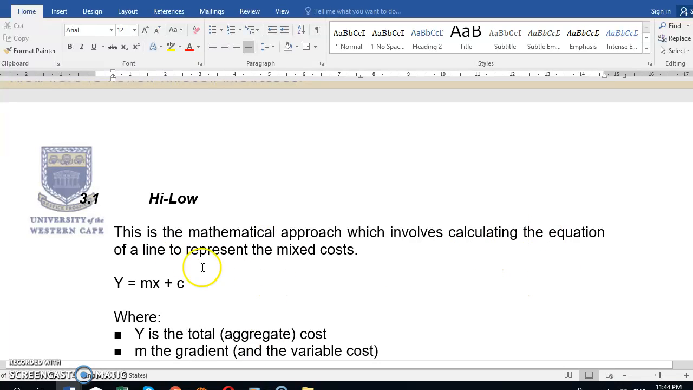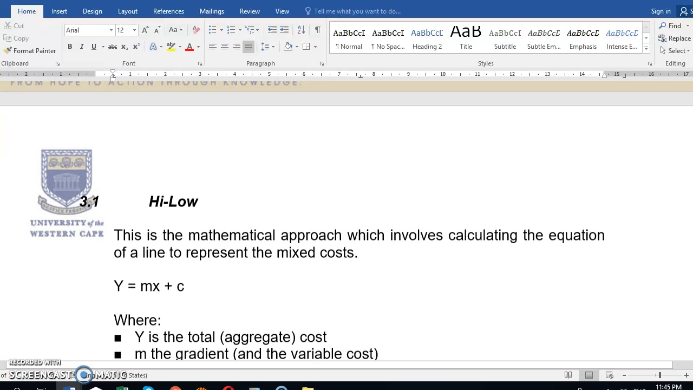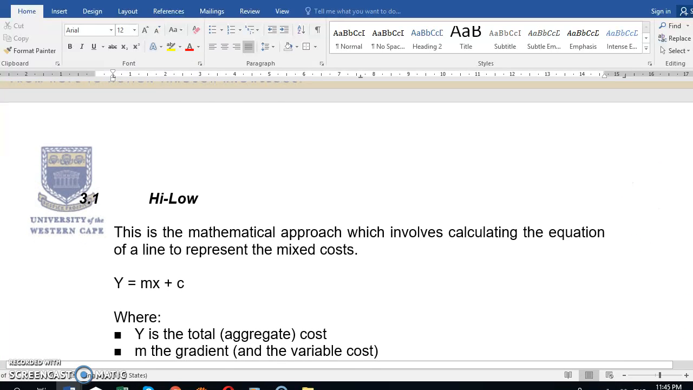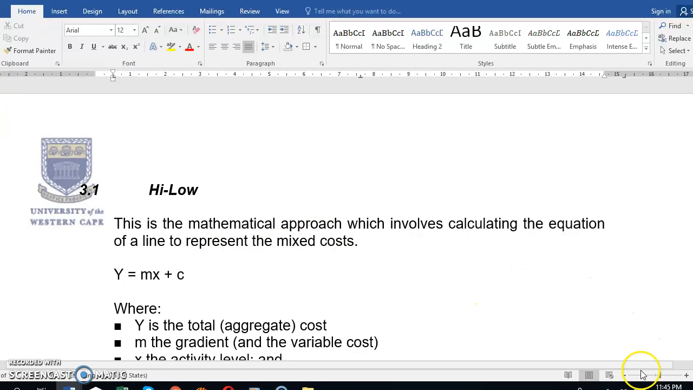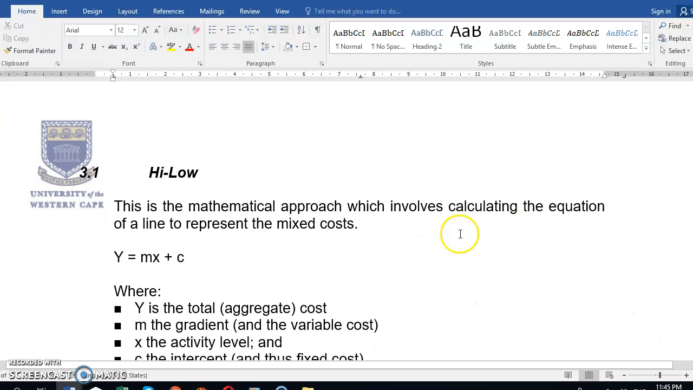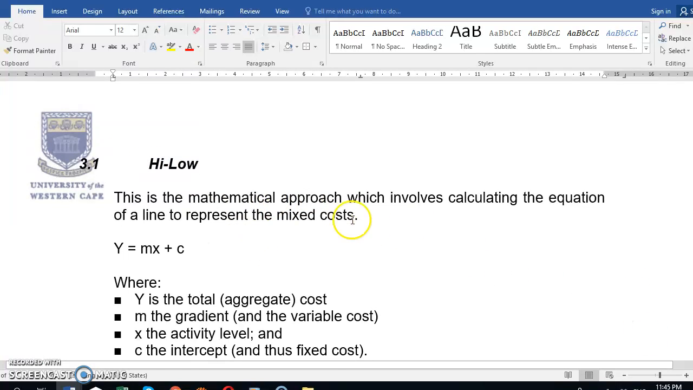As discussed in this video, we're going to be talking about how to calculate the split between the variable component and the fixed component of a mixed cost. Without boring you too much with the notes, basically the method we use to calculate this is the high-low method. It's based on the mathematical approach, which involves y equals mx plus c.